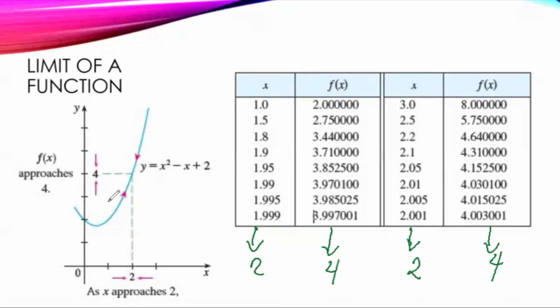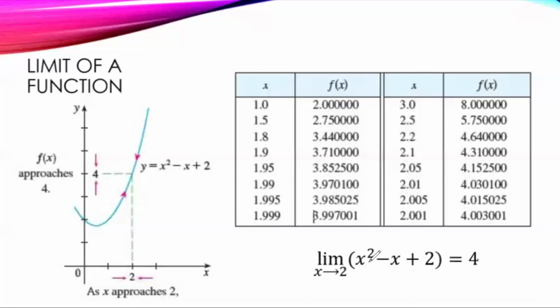In other words, we can write that the limit of the function x squared minus x plus 2 as x approaches 2 is equal to 4. So that's the limit of the given function. So we were able to determine the limit of the given function using a table of values or by numerical investigation. Okay?